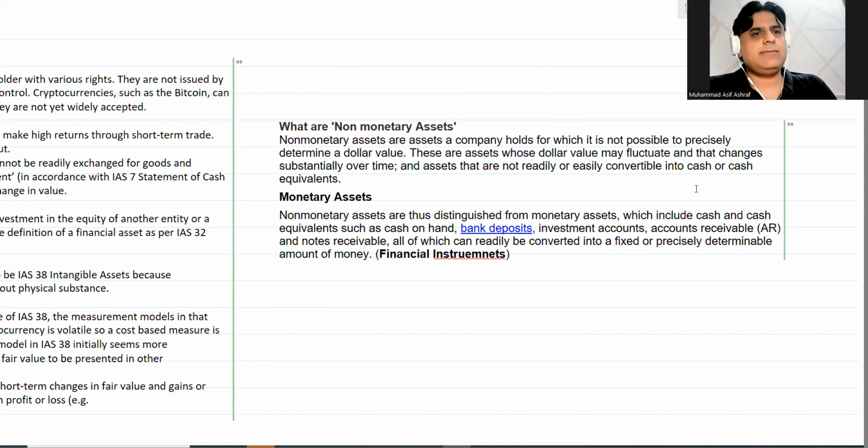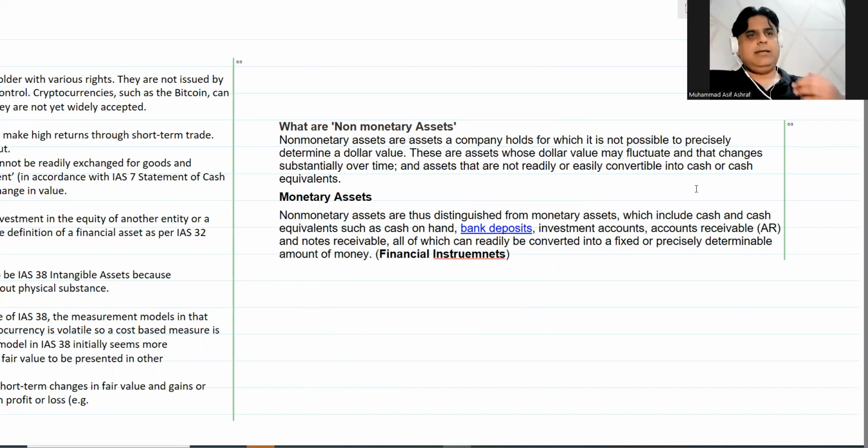Non-monetary assets are the assets whose value fluctuates substantially over time, and it is not possible to determine the precise dollar value of the benefits of the asset. And number three, they are not readily convertible into cash. Typical examples: plant, inventory, machines, buildings, land. Their value fluctuates over time and they are not readily convertible into cash. If you ask, what about inventory? Inventory is convertible into receivables, not into cash. And their benefit value fluctuates.